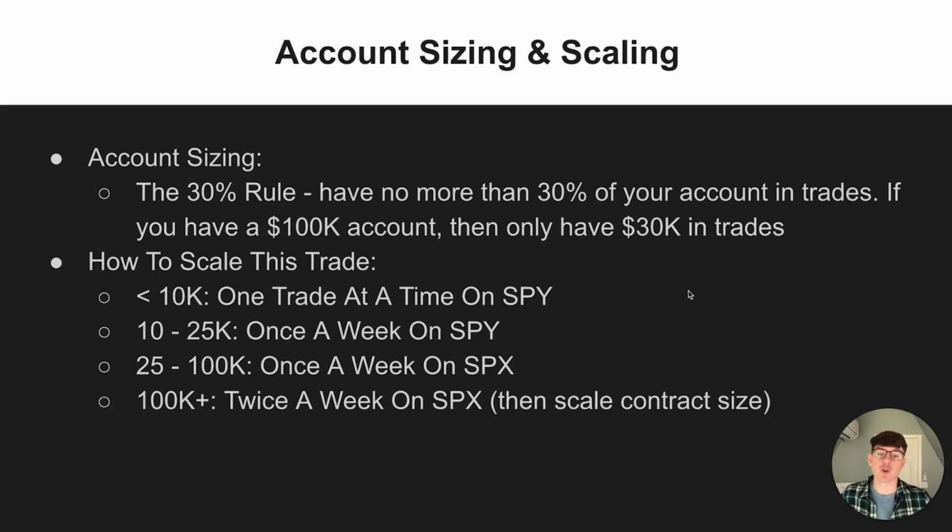If you have $100,000 or more, then you can do it twice a week on SPX or ES futures options, and then scale the contract size from there. You typically don't want to go past doing it twice a week, so like Tuesday, Thursday. After you've maxed out that, then scale the contract. So instead of doing one credit spread, you'll do 2, then 3, then 4.